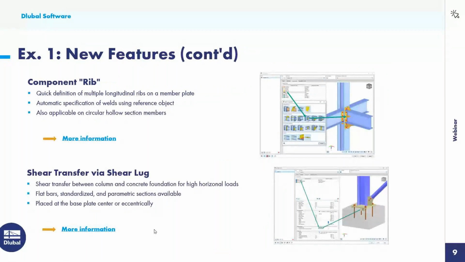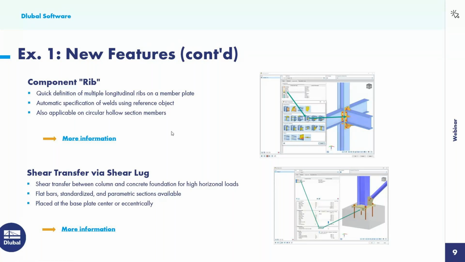The third new component that we'll discuss here is the type rib. So this allows us to quickly define multiple longitudinal ribs on a member plate. So you can see here we could apply this to a web member of an I-beam, for example. It could also be applied to a circular hollow section, which is what we'll see in our example today. We have the ability to automatically specify the welds based on reference objects, so quite user-friendly in terms of defining this new component type rib.